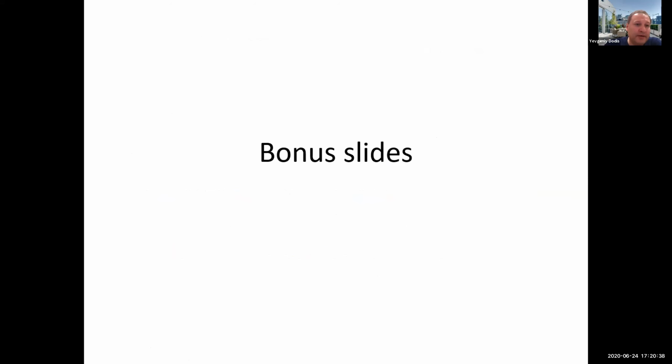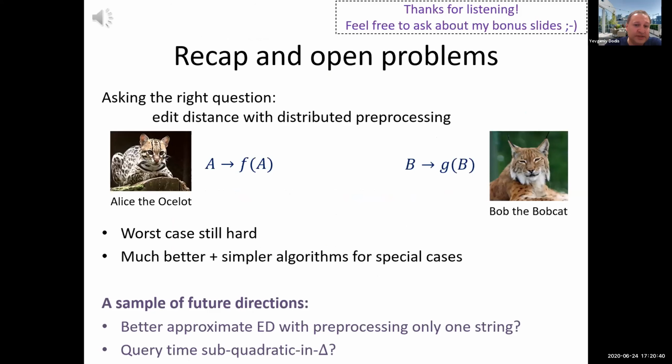So we will move to the third talk. The third talk is dynamic algorithms for longest increasing subsequence and distance to monotonicity, and it will be given by Sayed.